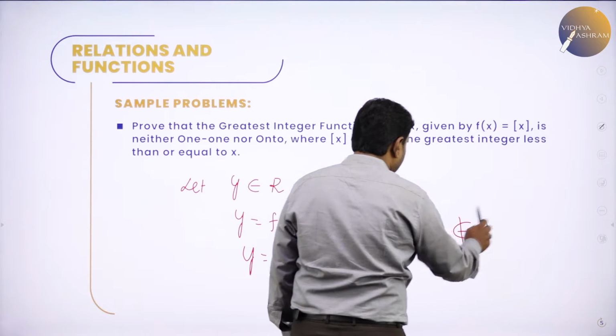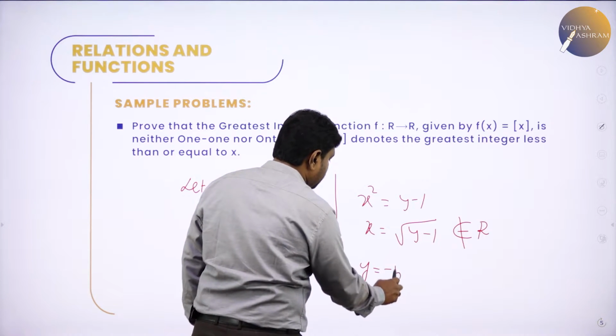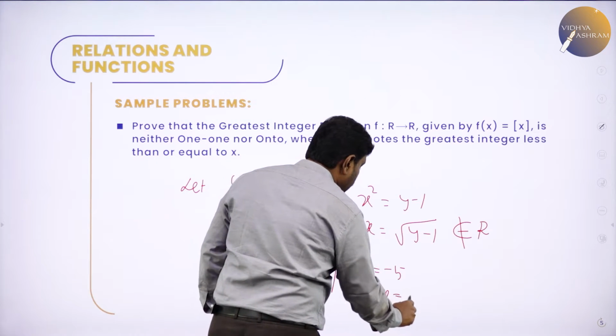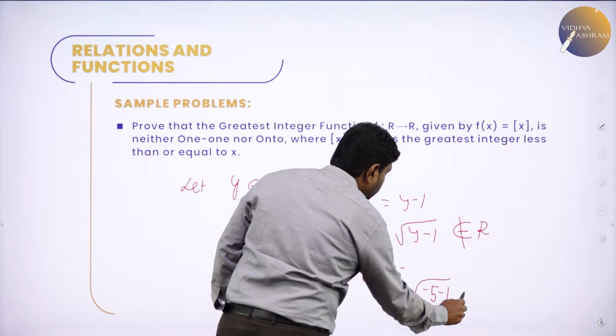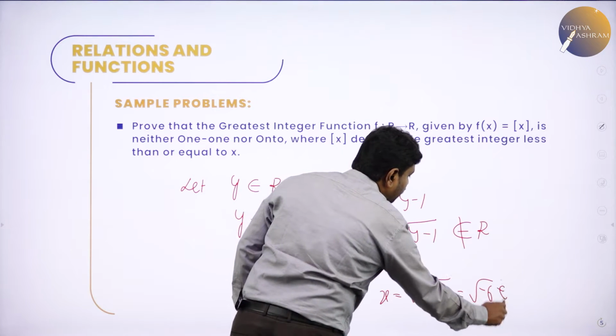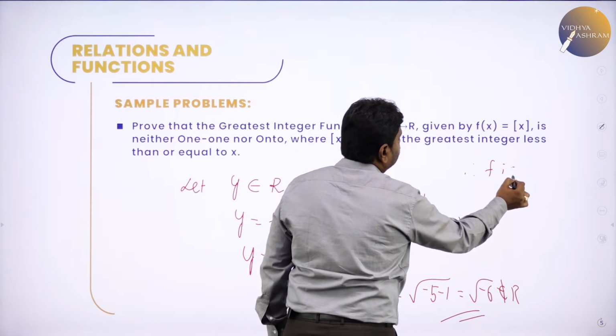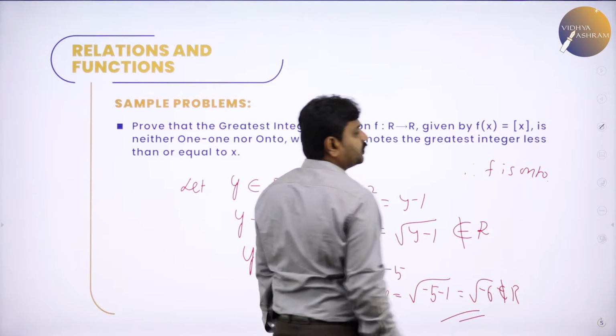One example I can give. If I take y equal to minus 5, because y belongs to the real numbers and can be negative, I will get x equal to what? Root of minus 5 minus 1, that is root of minus 6, which does not belong to the real numbers. Root under a negative is not real. Therefore, f is not onto. This is the other way of proving onto.